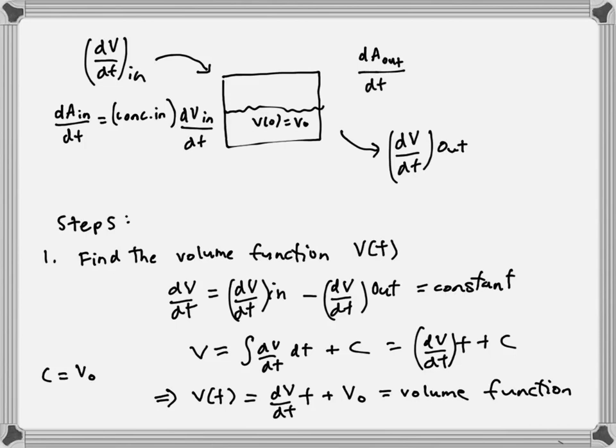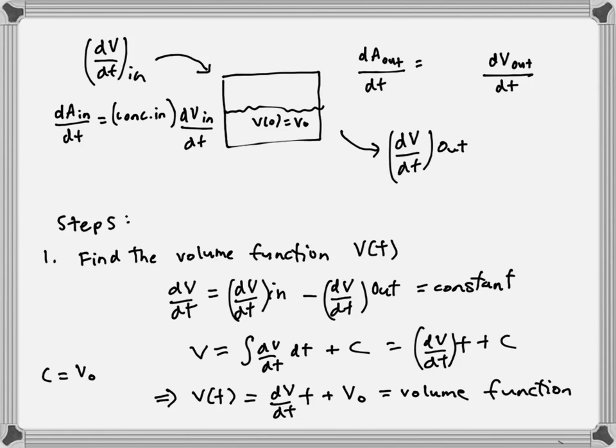This is the trickier part. We know what the dV is, we know what the volume is coming out, but the problem is that the concentration is actually changing all the time. Concentration is changing all the time because we're constantly pouring a new fluid in there. So this is why we can't just write down concentration coming out.